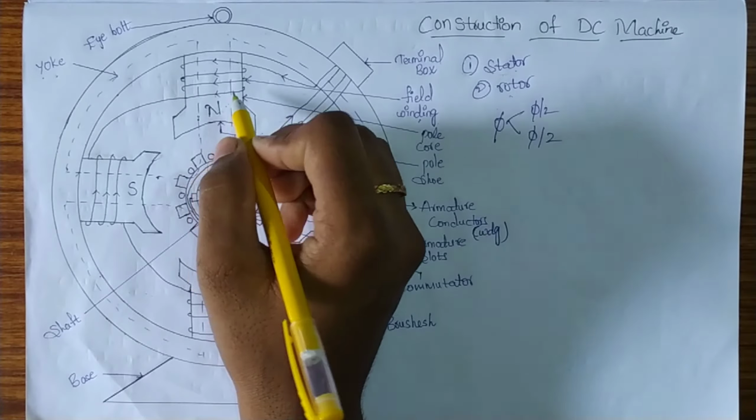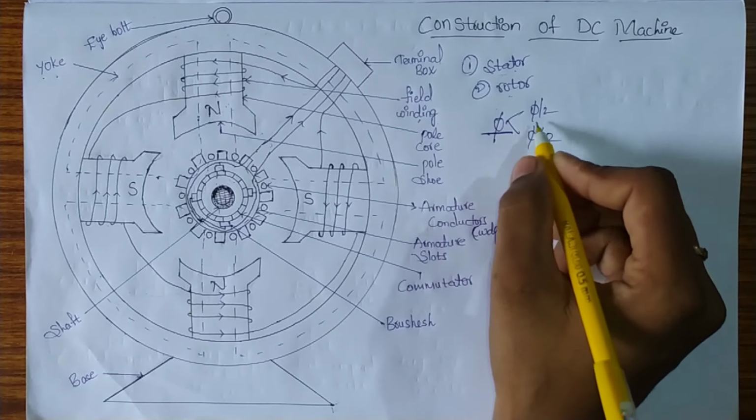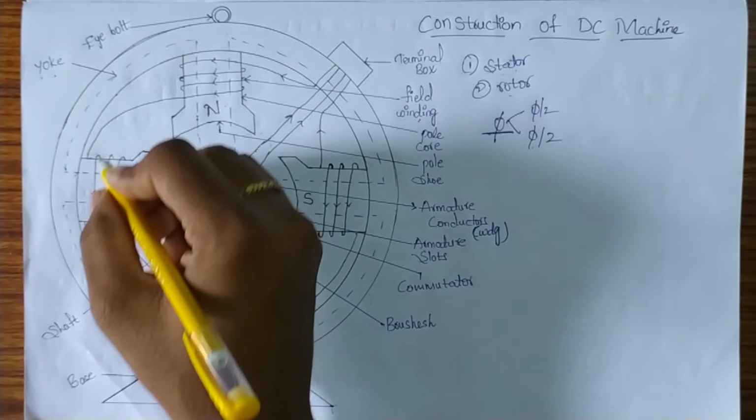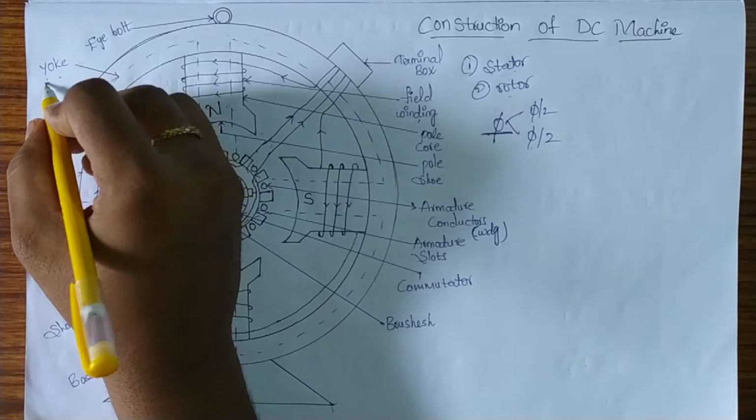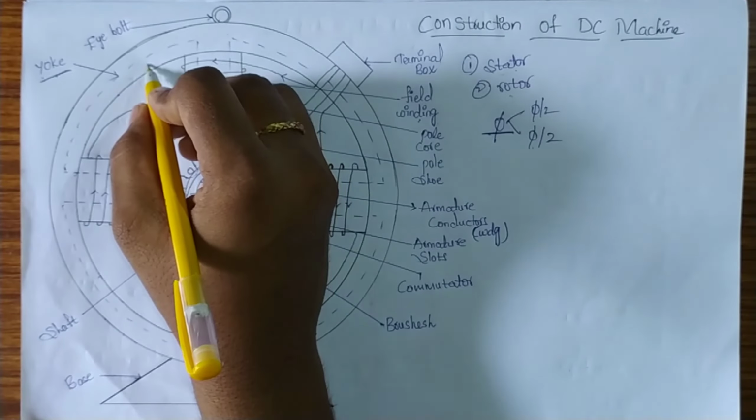So the initial flux phi produced by the winding is divided into two parts and passes through the yoke. For that reason, the yoke must provide a low reluctance path for the flux to flow through it.